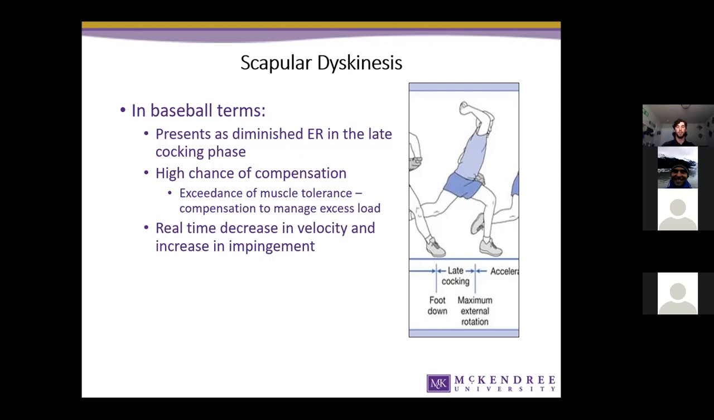With this compensation, there is a real-time difference, right? You can see a decrease in velocity and an increase in impingement. Oftentimes, an impingement will present in the AC joint, which is the acromiocoracoid connection, I believe. Acromioclavicular, that's what it is.